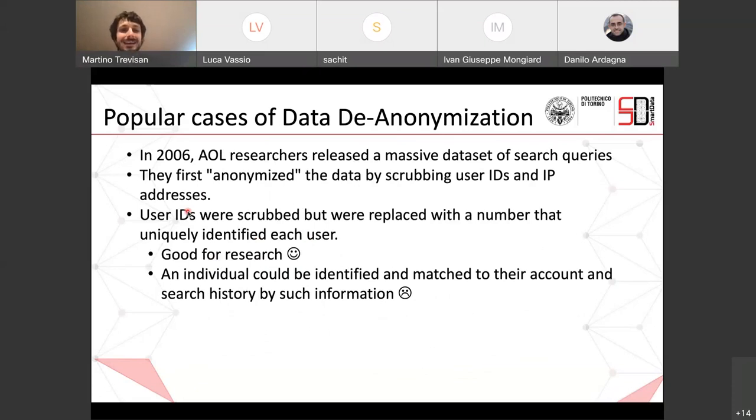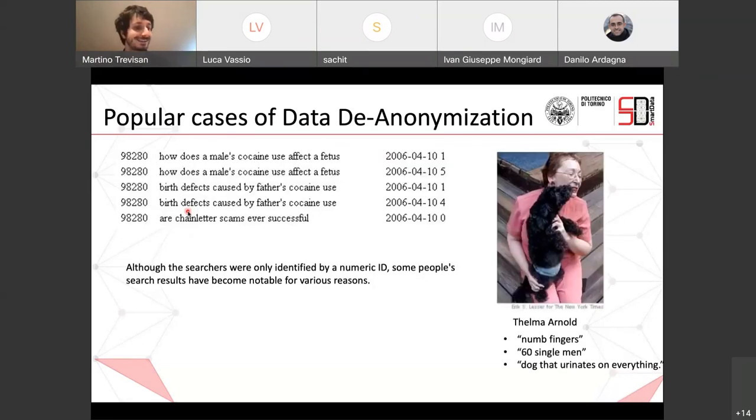America Online released an anonymized dataset about search queries on its search engine. They anonymized the user ID just by replacing it with a number, but this number was consistent across the whole dataset. This was very useful for researchers for understanding, for example, the human behavior of people, of what they search on the search engine. But there was also a very bad effect.